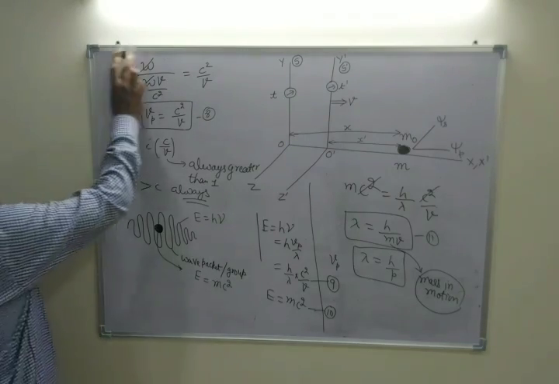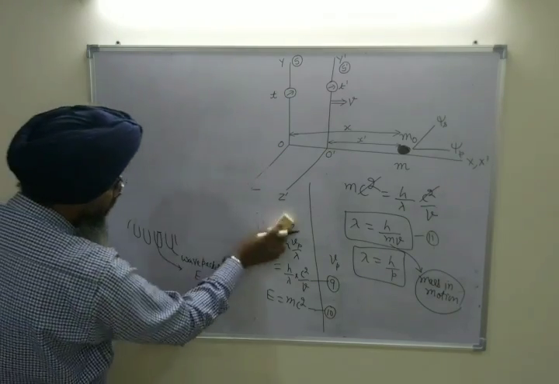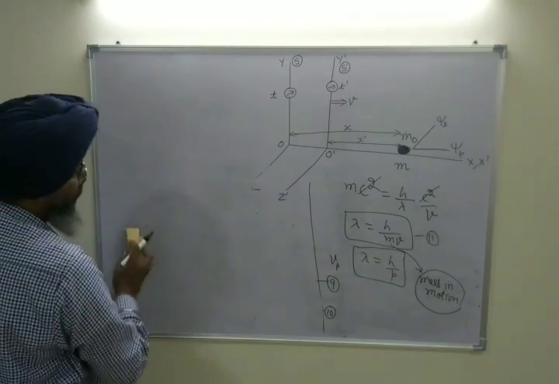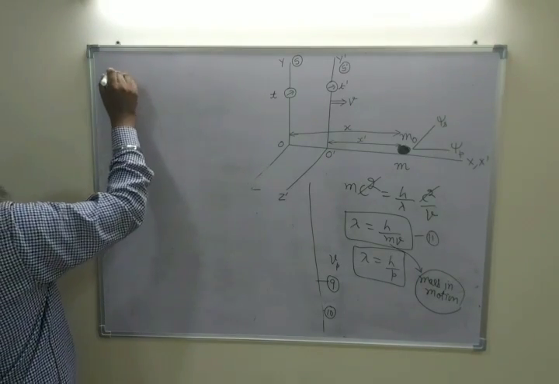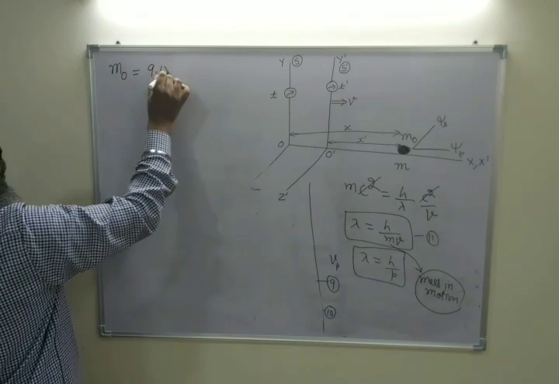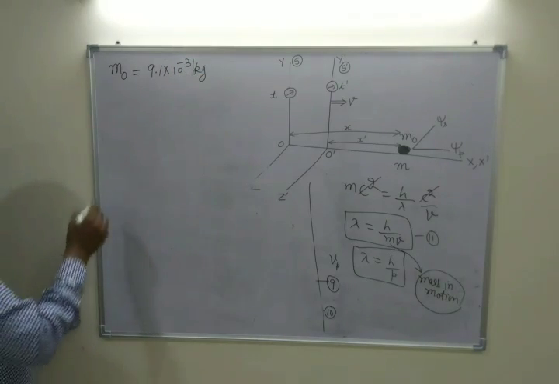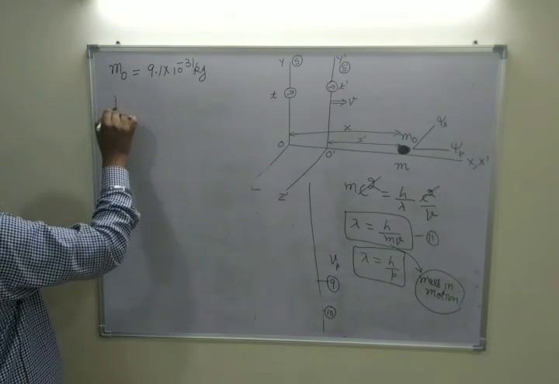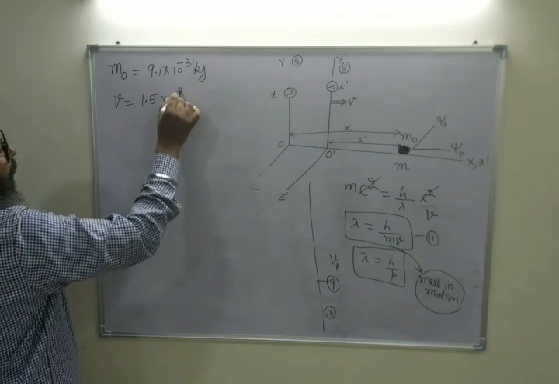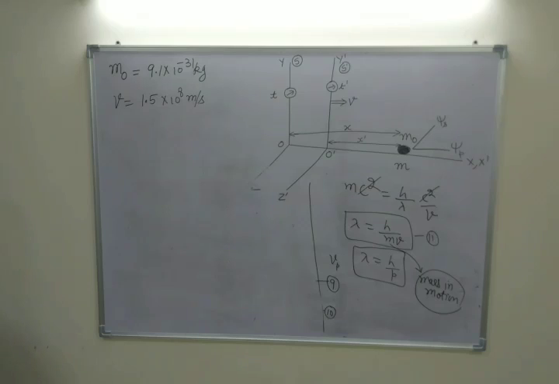Let us now take an example of what I mean by this important property of equation 11. Suppose we have an electron. Since it is an electron, its rest mass will be equal to 9.1 into 10 raised to power minus 31 kg. Now suppose this electron is moving with the speed v equal to 1.5 into 10 raised to power 8 meter per second. Now this speed is comparable with the speed of light.